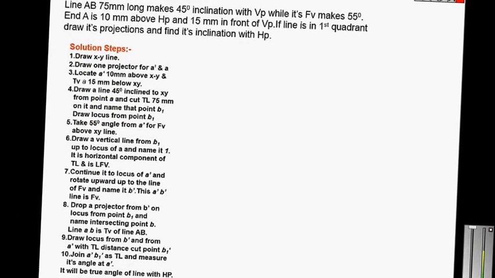And the second question is problem 2. Line AB is 75 millimeter long, makes a 45 degree inclination with VP. So phi is 45 degrees, while its front view makes 55 degrees. So front view means A dash B dash, which means alpha. Alpha is 55 degrees, and A is 10 millimeter above HP and 15 millimeter in front of VP.